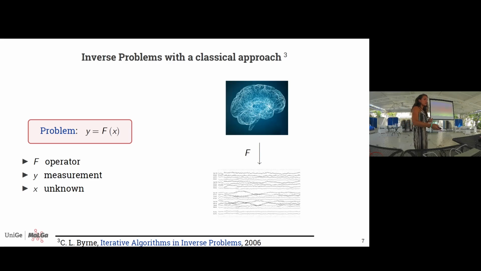This is only an image that represents a brain, and through the operator f, we can see the measurement y. And so it is simple to go from this x to this y. But it's not simple the reverse, so going from this measurement to the image of the brain. But this is not my application, just an image to show you what an inverse problem can be.